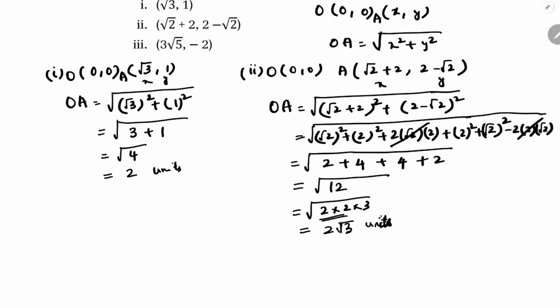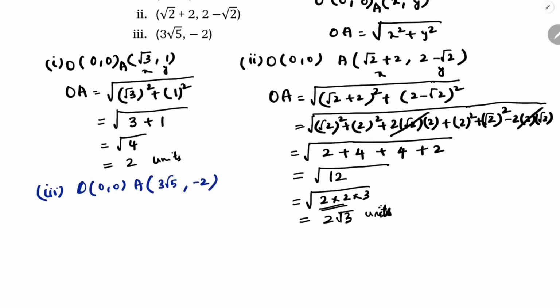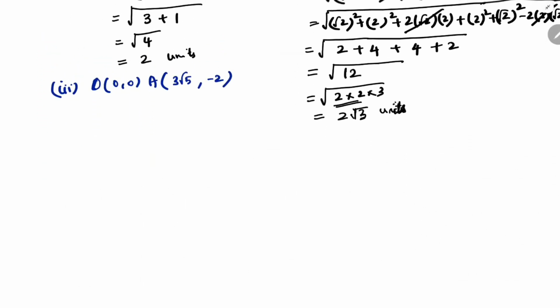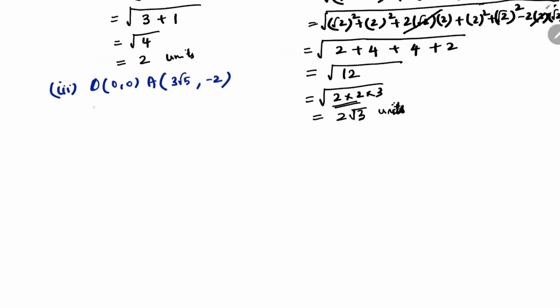Now the next question, the third one, I'll do it here. One point is the origin, and A is 3 root 5 comma minus 2. If one point is the origin and the other point is given, so this is x, y, the distance between the origin and a point is under root x square plus y square.